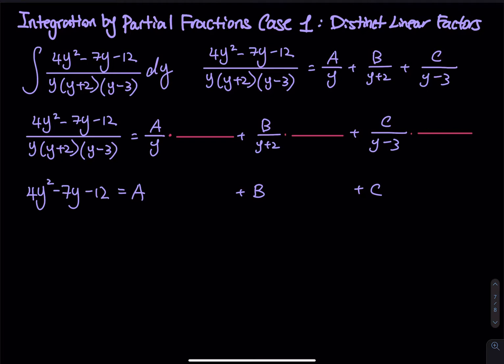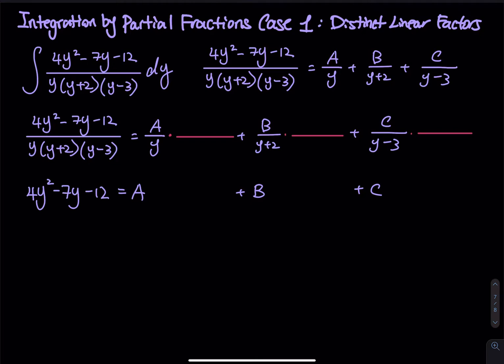Let's get started. So distinct linear factors: if you take a look at the denominator, we have y times y plus 2 times y minus 3. They are linear, they are distinct, they are all different, right? And they are linear, the y is raised to the first power. So since this is linear, we have to break this down into 3 smaller fractions. We have 3 factors, that's why we need 3 fractions, 1 for each factor.